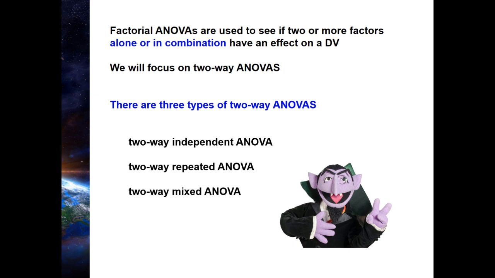And we'll say that the 2-way independent ANOVA is used when both factors are between subjects. The 2-way repeated ANOVA is used when both factors are within subjects. And the 2-way mixed ANOVA is where you have one factor that's between and the other factor that's within. Okay, so we're just going to keep it simple for now, and we'll go into all the nuances later.